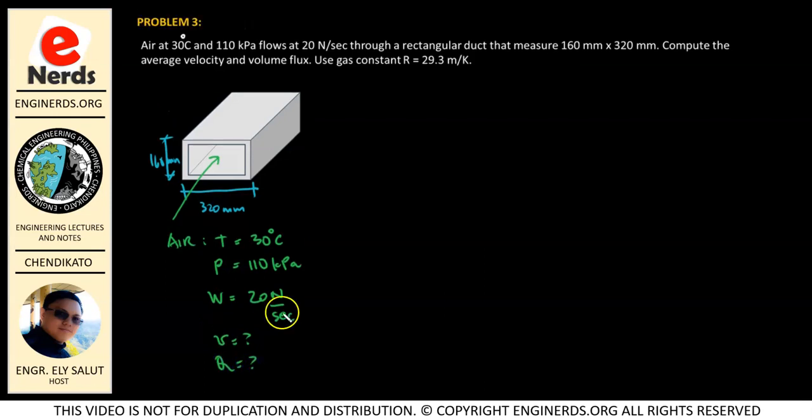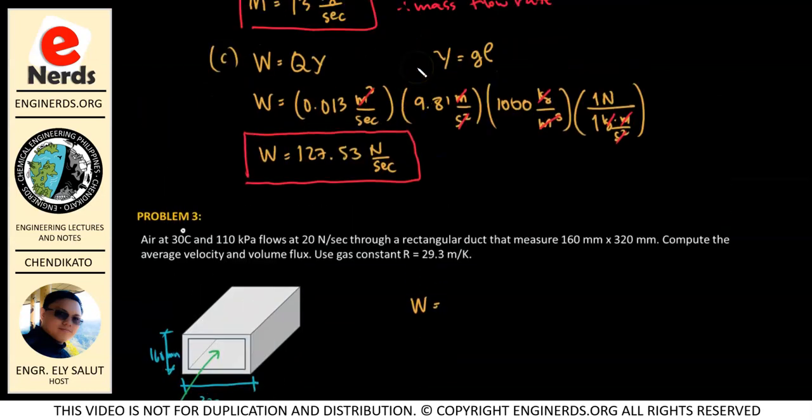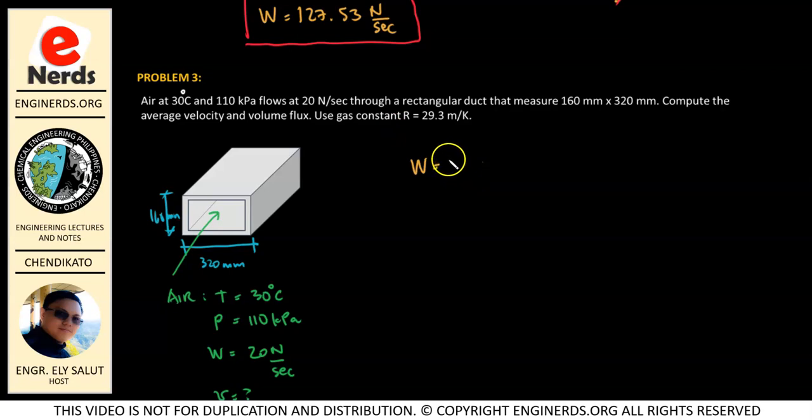Now we learned from our lecture that W, which we have already used in our problem number 2, is equal to the specific weight multiplied by the volumetric flow rate. And our volumetric flow rate is equal to area times the velocity. Therefore, W is equal to the specific weight multiplied by the area times the velocity. Since we know that we have an ideal gas here, we can use the ideal gas equation, P equals ρRT. So we're going to use that.